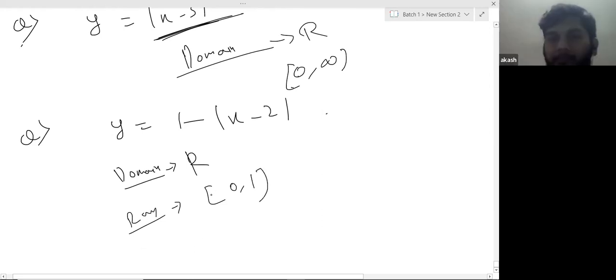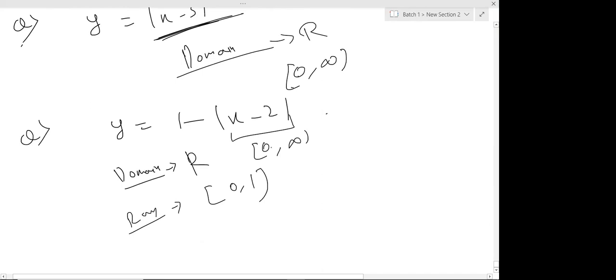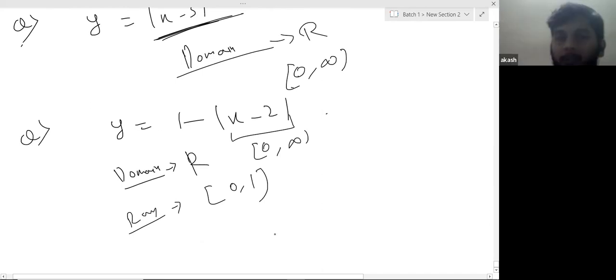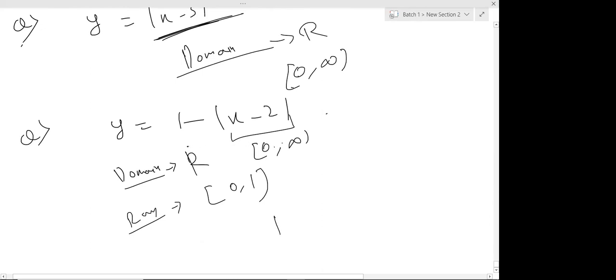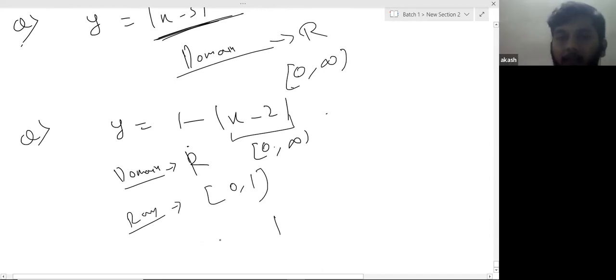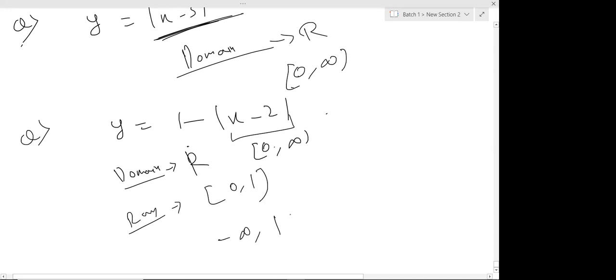Okay. Let's see. Domain is R, right? No disputes there. Range. See, I know mod x minus 2 will be from 0 to infinite. Is this right? Yes, sir. So 1 minus 0 would be 1, and 1 minus infinite would be minus infinite. So this will be going from minus infinite to 1. Is this clear?